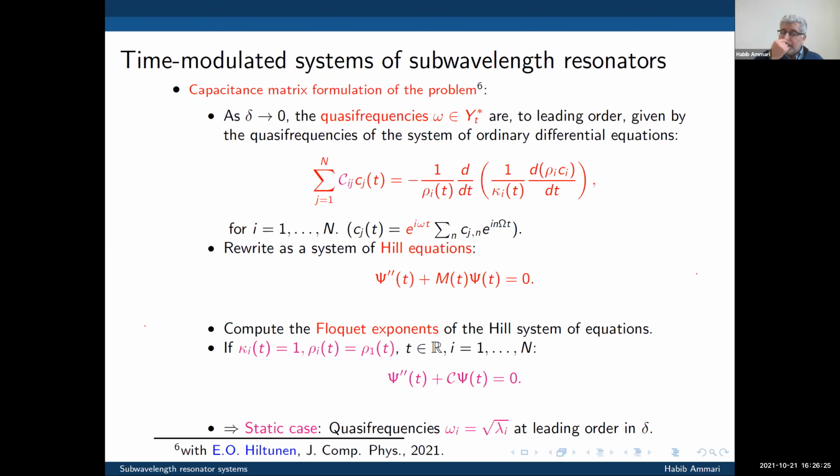Now, if you assume that all the kappa are not modulated, there is no modulation in the kappa parameter, and all the rho are modulated in the same way, you can reduce the system of Hill equations to this system here, where now you have the capacitance matrix. But this is exactly the static case, because the quasi-frequencies will be approximated by the square root of this capacitance matrix. And this is exactly what I showed you at the beginning. So we recover the unmodulated case by just making all the modulation in kappa equal to 1 and all the modulation in rho the same.